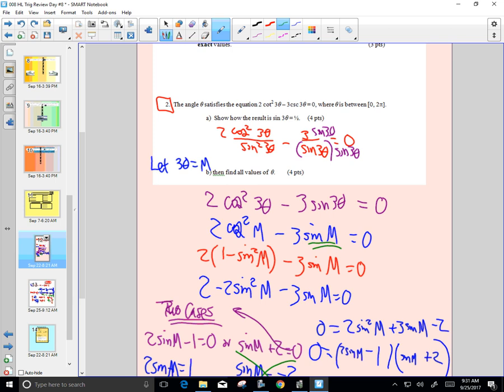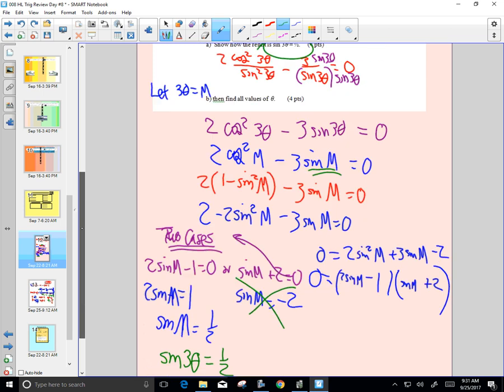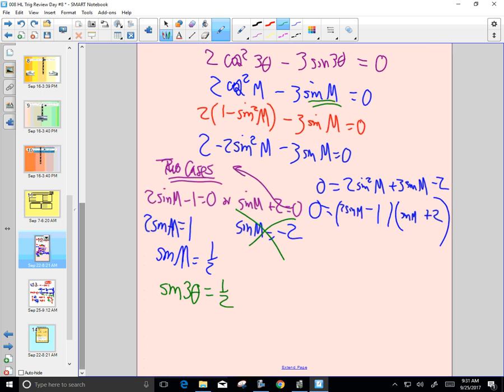That's what you're looking for. That's the answer. Yeah, that's what you were trying to find. Oh. Sine 3 theta equal to 1/2, we proved it. Go back. Hannah, what you got?